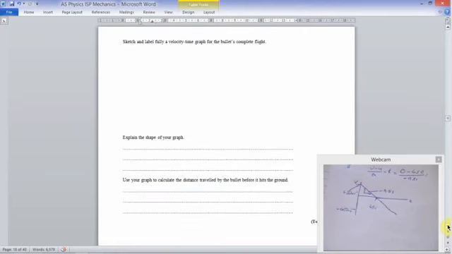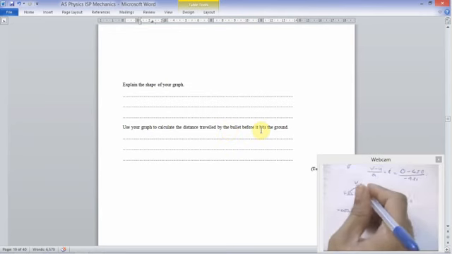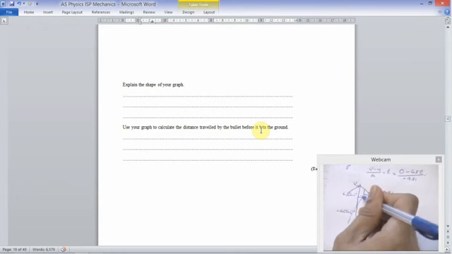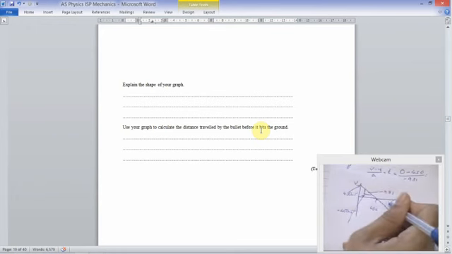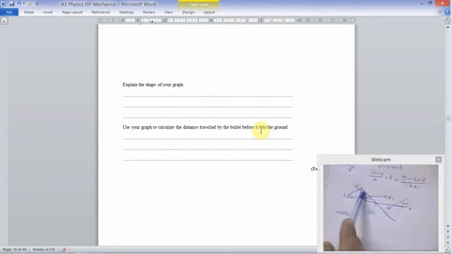Explain the shape of your graph. Constant deceleration of gravity, which has caused that gradient to be the way it is. Use the graph to calculate the distance travelled by the bullet before it hits the ground. So distance travelled, that's the area under the graph. We're looking at that area there, and that area there. It's another 46, so this is going to be 92. If we've got the area of this triangle, I'll then double it.